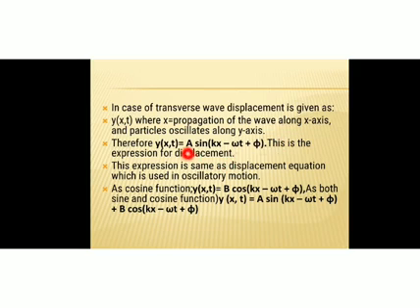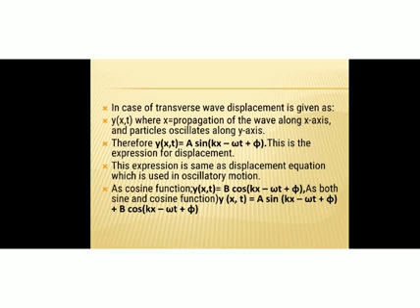Similarly, we can represent the displacement as a cosine function also. So we can represent y of x, t equal to b cos(kx minus omega t plus phi). We can also represent a wave as both sine and cosine functions like this: y of x, t is equal to a sin(kx minus omega t plus phi) plus b cos(kx minus omega t plus phi). So these are the different ways to represent a wave.